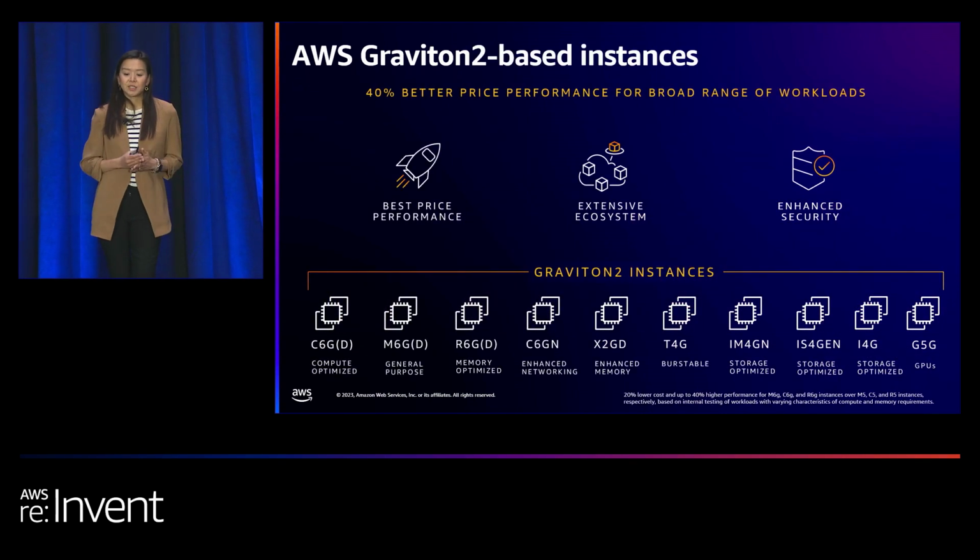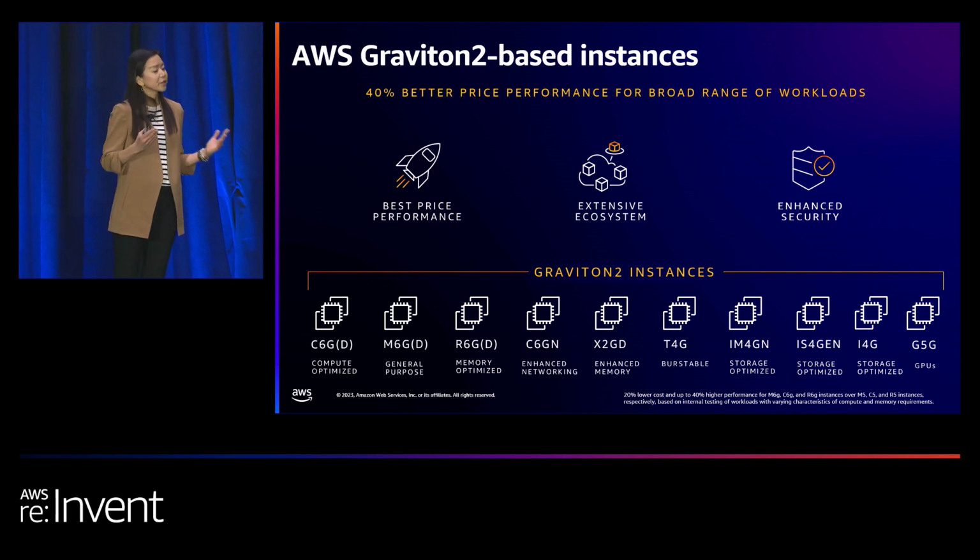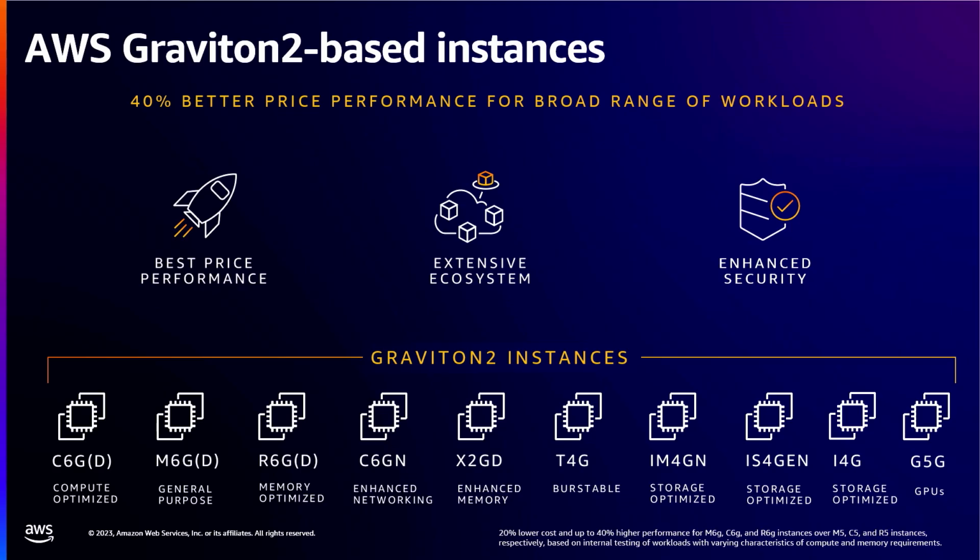So with Graviton 2, we delivered a 7-fold increase in performance over the original Graviton processor, and that was just 1 year after launch. Graviton 2 provides up to 40% better price performance for a wide variety of workloads versus comparable instance types. These include workloads across databases, big data analytics, web servers, video encoding, and many more. We have 12 different Graviton 2-based EC2 instances today, so customers have a wide variety of choice across memory, storage, networking, as well as GPU-attached instances to support virtually any type of workload in the cloud.